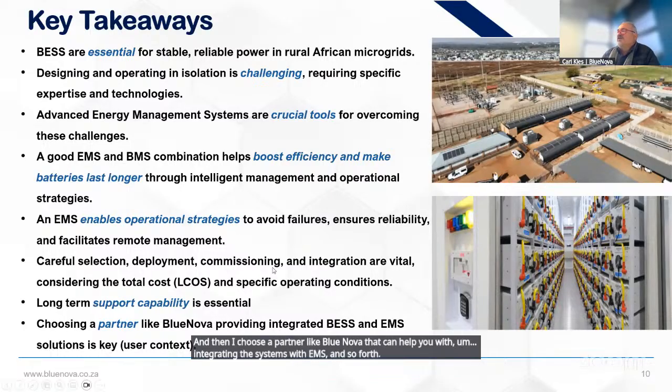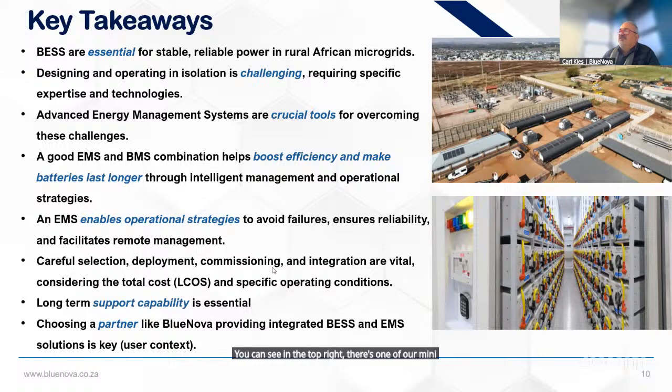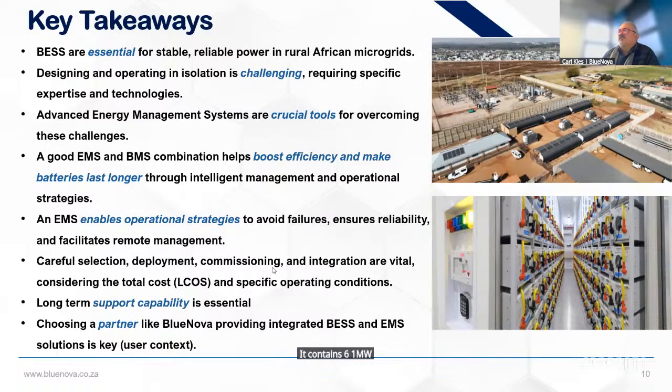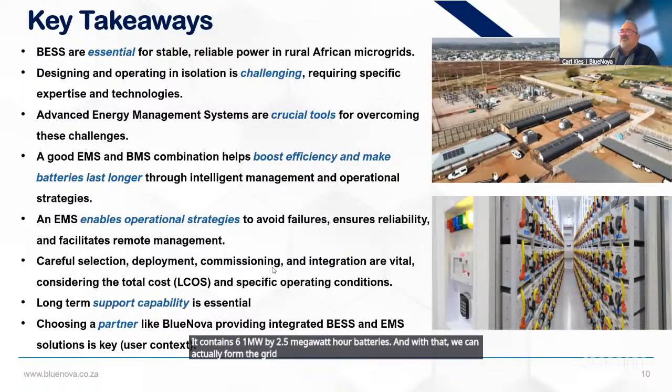You can see in the top right there is one of our mini grids in South Africa. It's not a completely off-grid system, but it can provide off-grid power to an estate of over 6,000 households. It contains 6 1-megawatt by 2.5-megawatt-hour batteries. And with that, we can form the grid and provide power to a fairly large community.